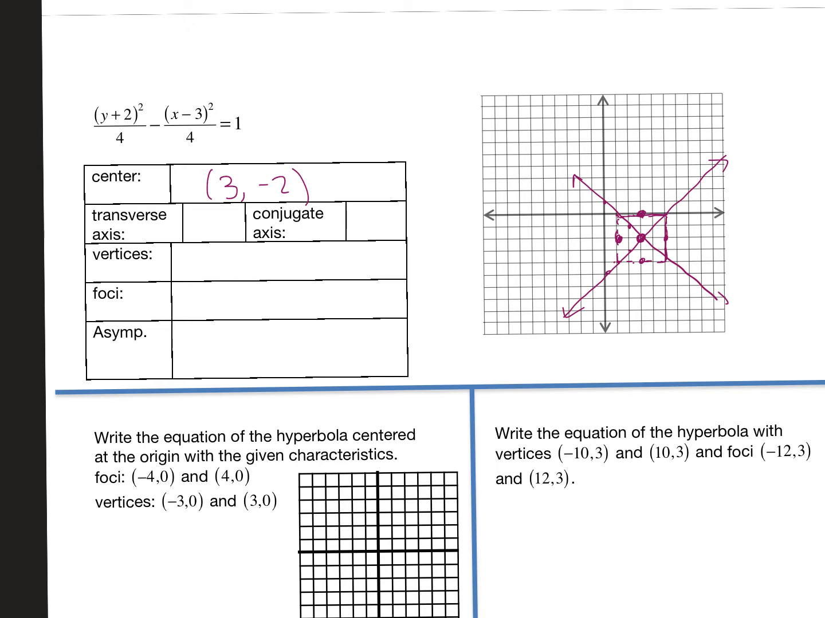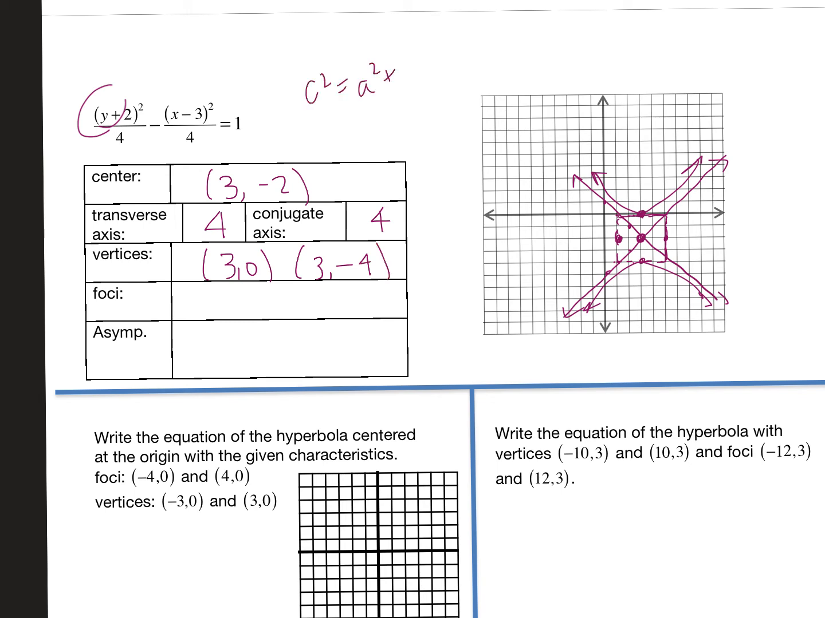Okay, so because the y comes first, right? Hyperbolas are all about position. This opens up and down, which means the transverse axis is 4, and actually so is the conjugate axis. The vertices are the top and bottom points, so they are (3, 0) and (3, -4).